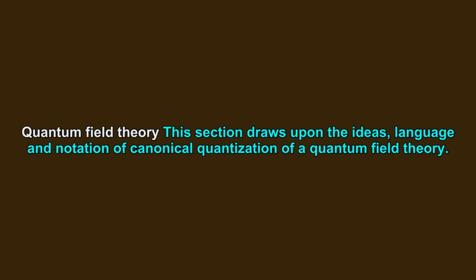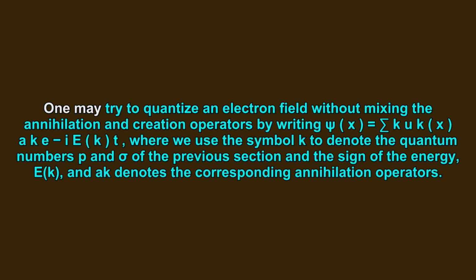Quantum field theory. This section draws upon the ideas, language, and notation of canonical quantization of a quantum field theory. One may try to quantize an electron field without mixing the annihilation and creation operators by writing ψ(x) equals sum over k of u_k(x) a_k e^(−iE_k t), where we use the symbol k to denote the quantum numbers p and σ of the previous section and the sign of the energy E_k, and a_k denotes the corresponding annihilation operators.